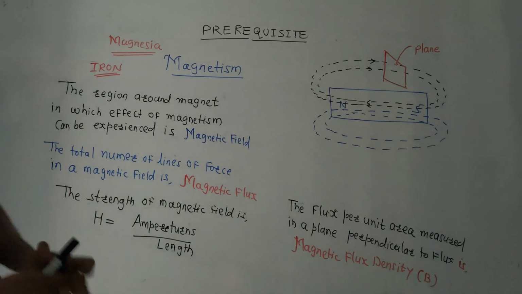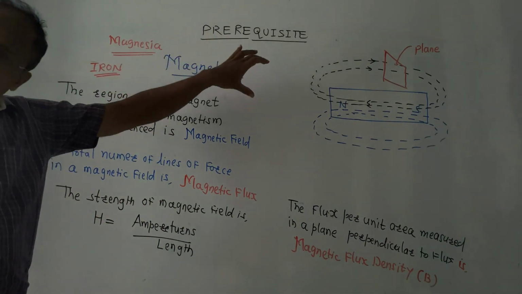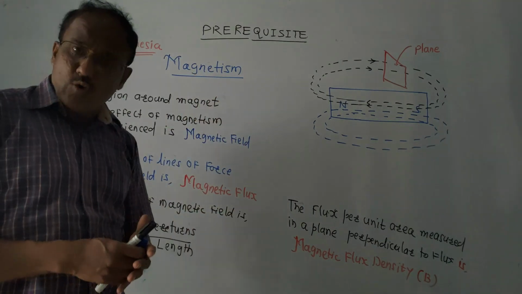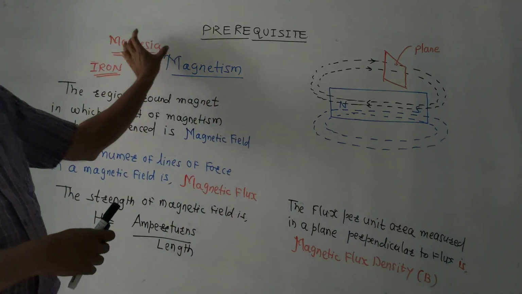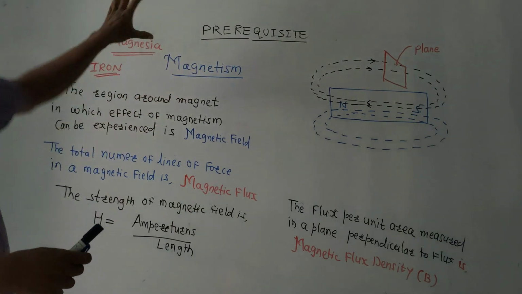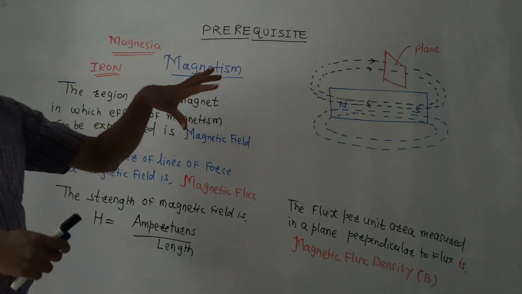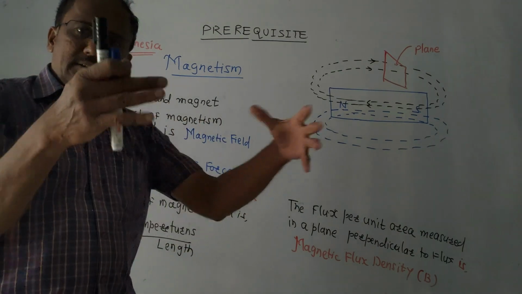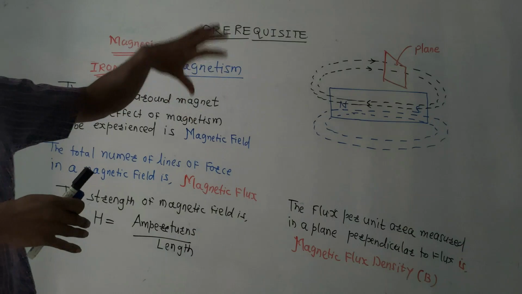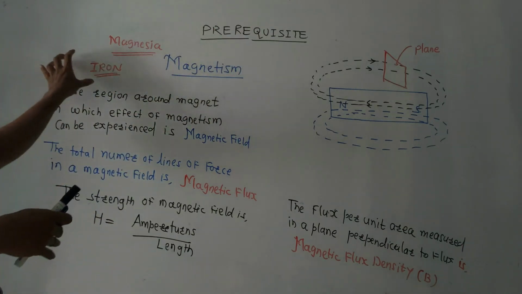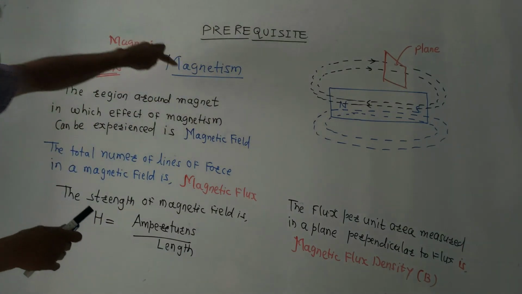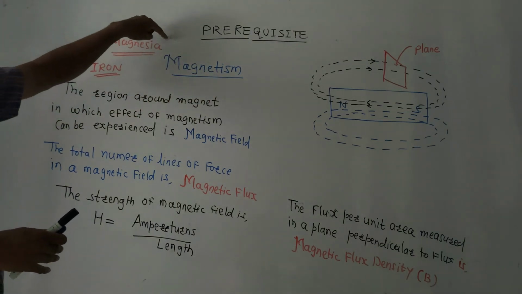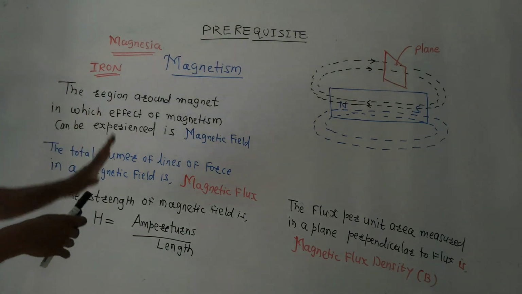The next concept is the concept of magnetism. This is just for your information. Around 2000 years ago, there was a place, Magnesia, in Greece. People found that there are some stones which are capable of attracting certain substances. For example, those stones were capable of attracting iron particles. So this word magnetism is related to Magnesia, which was the place in Greece.